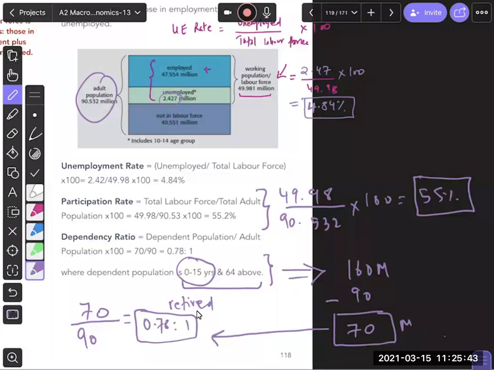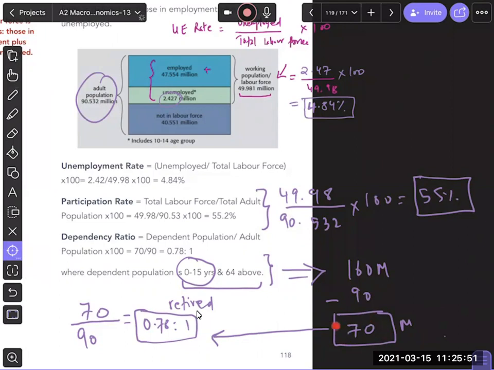Now, this means Pakistan's dependency ratio is really high because a large population of Pakistan is either too young or too old to work. Makes sense. 70 million is a large number, and we have a large 0 to 15 population, of course, which is a problem. Makes sense, guys.